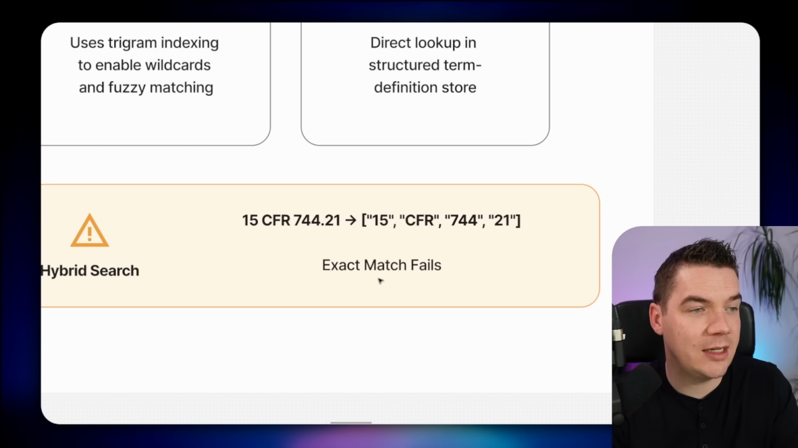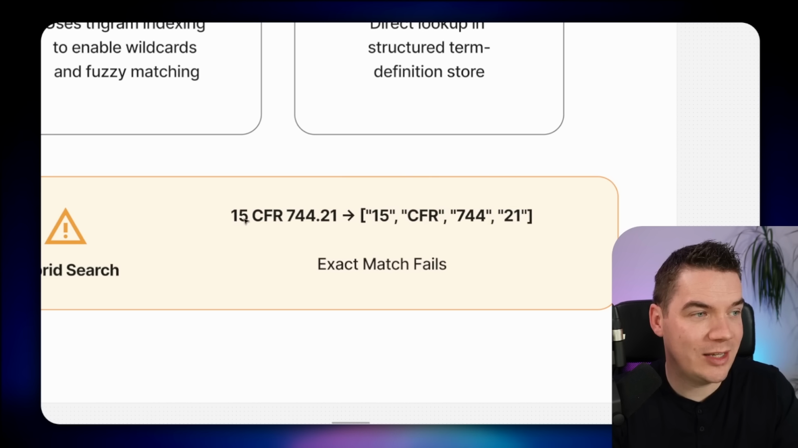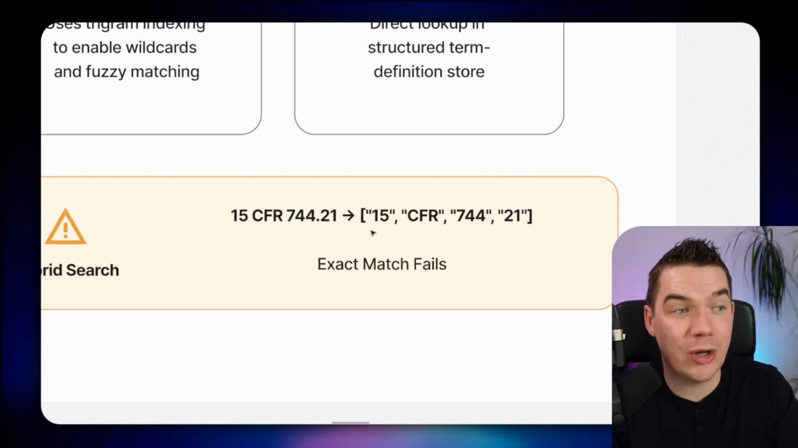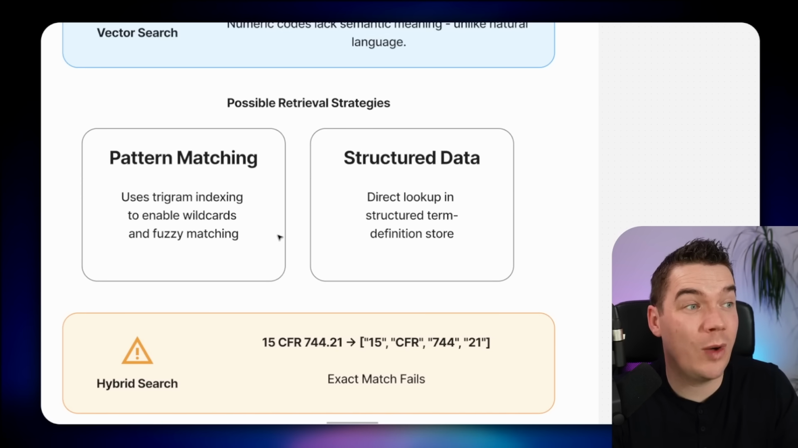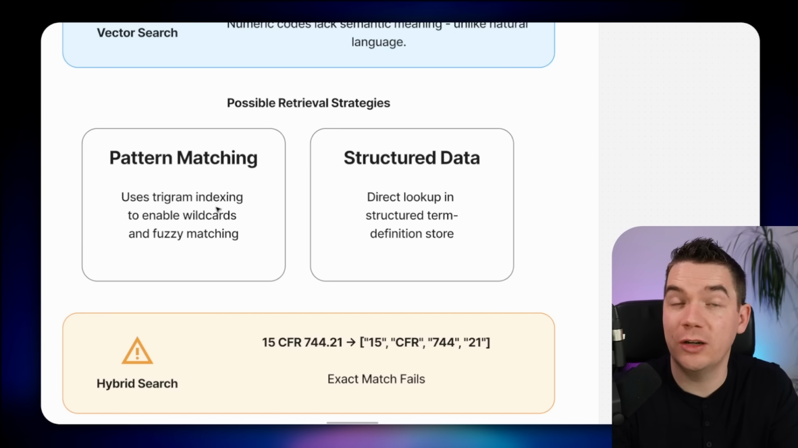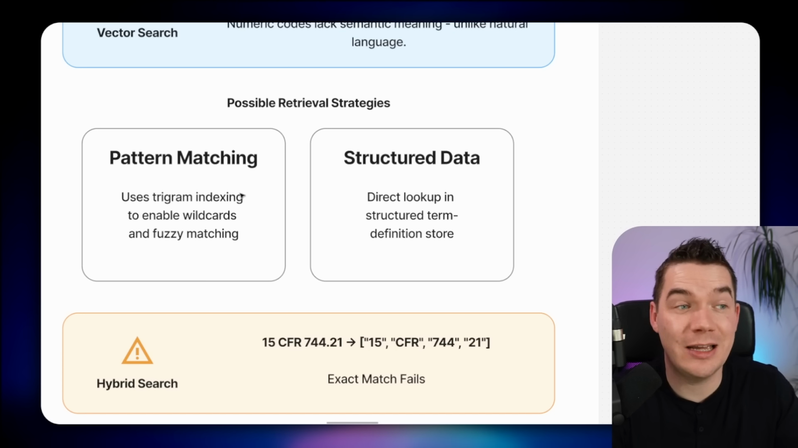The reason being, hybrid search tokenizes the actual information. So this code, 15 space CFR space 744, these spaces will result in this code being split. So there is no exact match possible using lexical search, because this is now 4 tokens instead of 1. So hybrid search or lexical search can fail here. And that's why you might need pattern matching, which is wildcards or regex, or again, that idea of a structured glossary or structured data lookup.